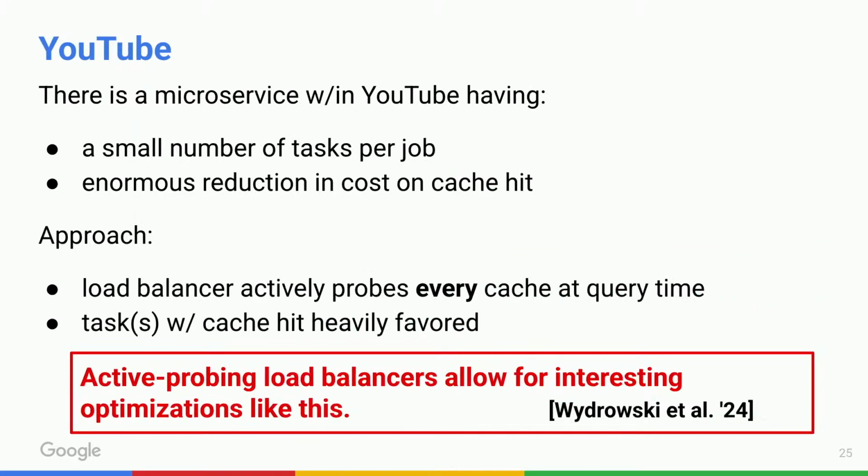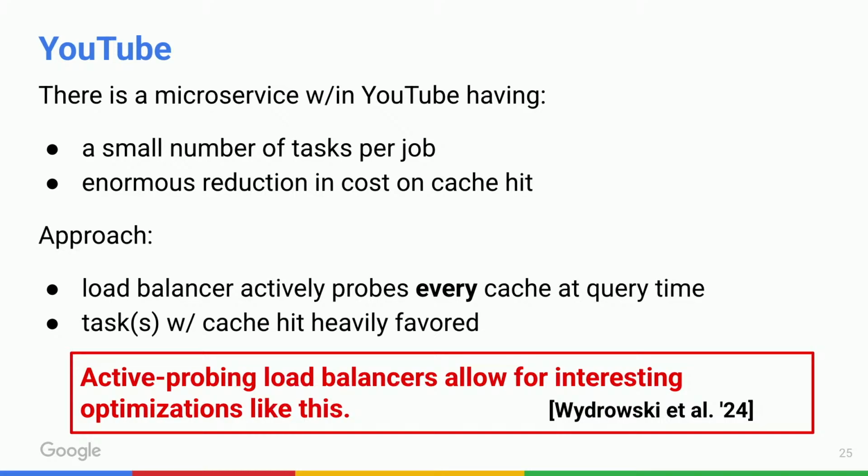All right, this one is something that's using some technology that I actually was involved in from this paper. One of our collaborators at YouTube used a load balancer we built for this application. There's some microservice that has a very, very small number of tasks per job and an enormous reduction in cost on a cache hit.